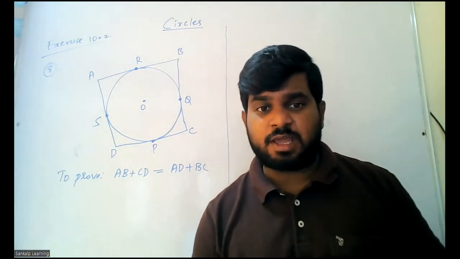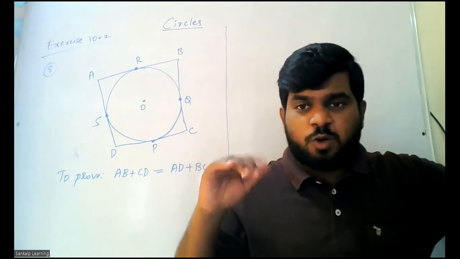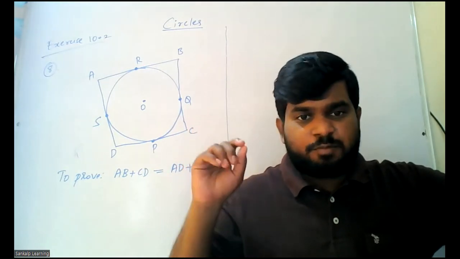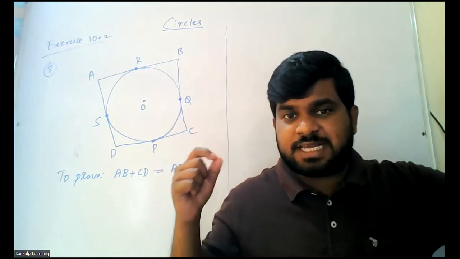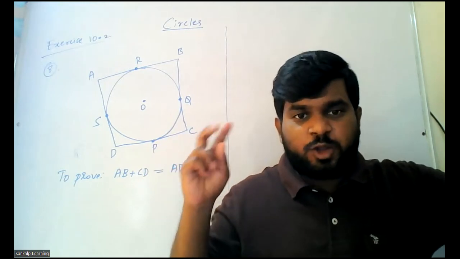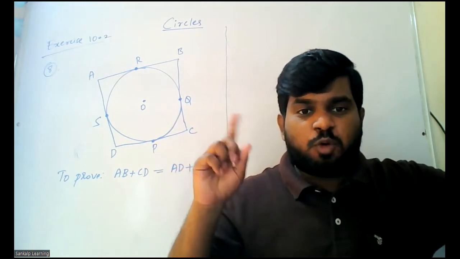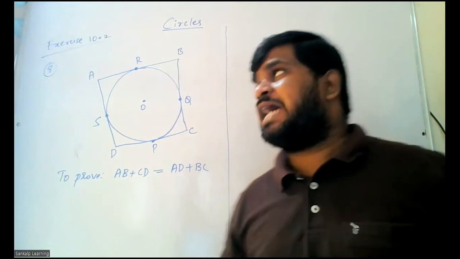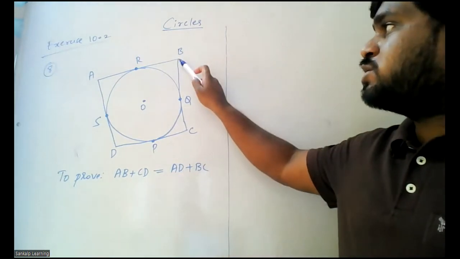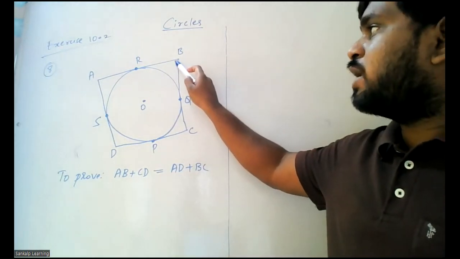What is the other property? If a point is outside the circle, we call it an exterior point. From that point, you can draw two tangents, and both the tangents are equal in length. As you can see here, B is outside the circle. From here, I've drawn two tangents.